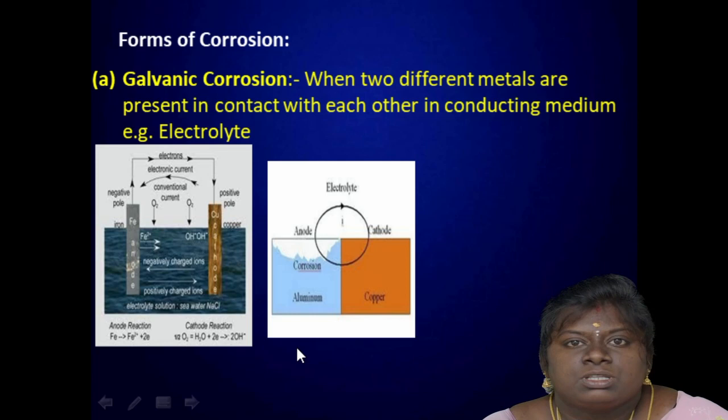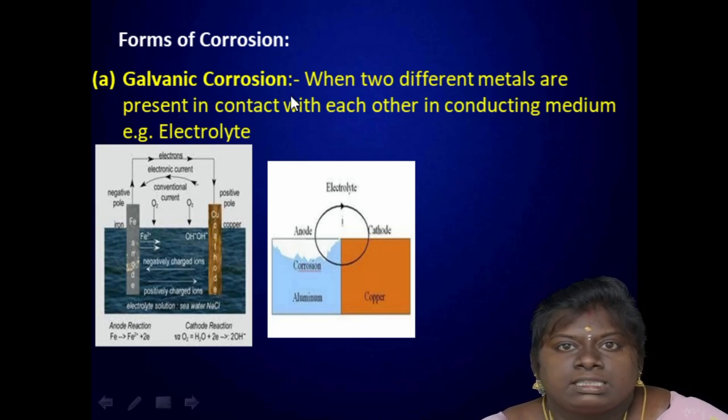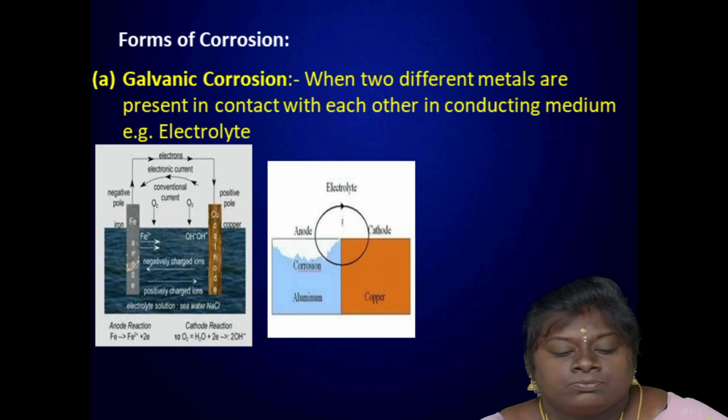So there are different types of corrosion. The first one is galvanic corrosion. Galvanic corrosion is the same as electrochemical corrosion. As we said in the last slide, when two metals are placed in contact with each other in the presence of a conducting solution, for example electrolyte solutions, it will form corrosion on the anode surface.